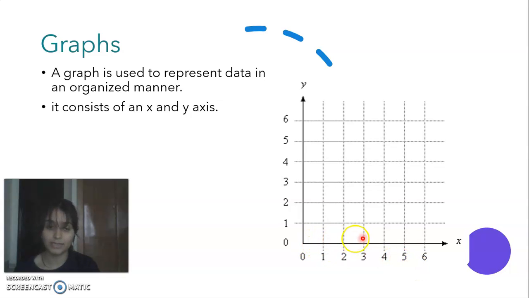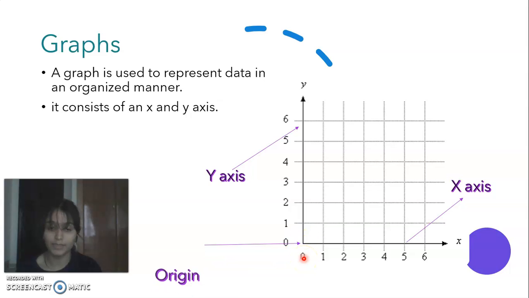From that you can see that this horizontal line is your x-axis, the vertical line is your y-axis, and as you can see, both these lines are numbered and both these lines meet at this point. And this point is called your origin. There are 3 important things you need to remember about a graph. First, the horizontal line, that is the x-axis, the vertical line, that is the y-axis, and then the point where both these lines meet, that's known as the origin.